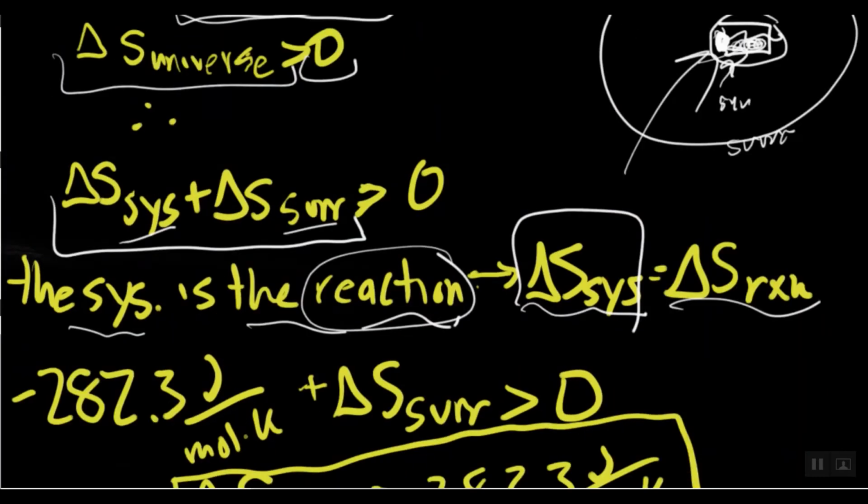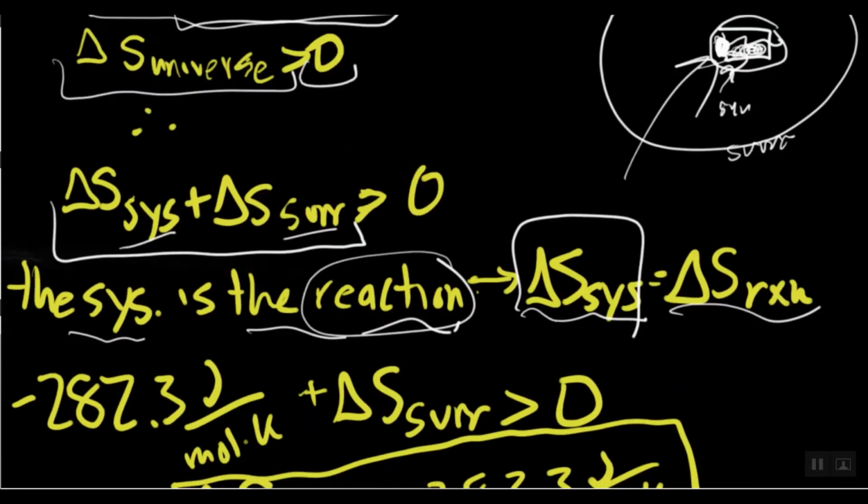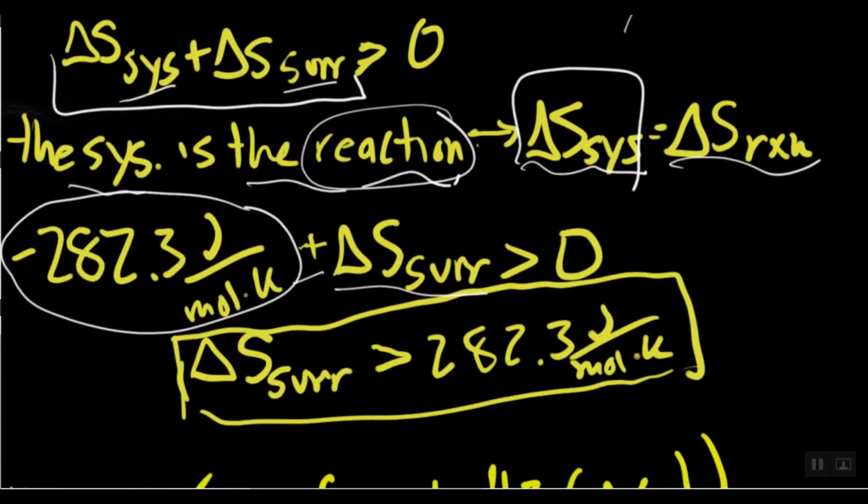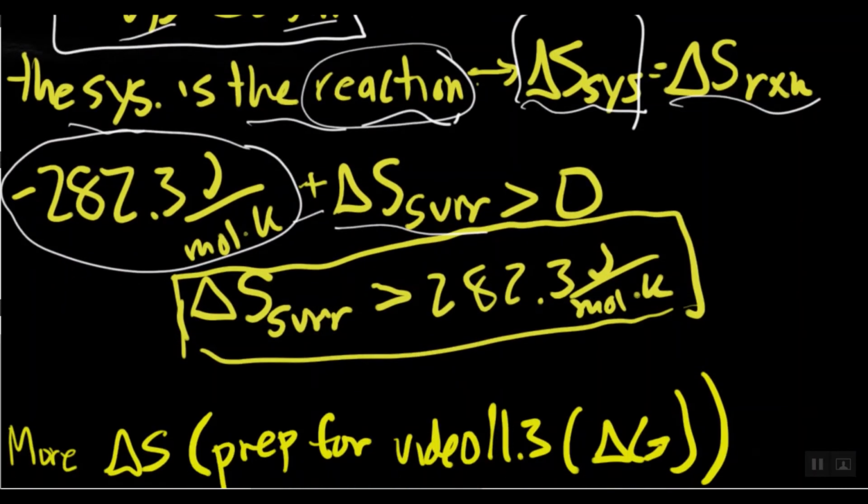So I substitute this negative 282.3 into the delta S of the system, add it to delta S surroundings, it has to be greater than 0, and adding 282.3 to both sides, we get that the delta S of surroundings needs to be greater than 282.3 joules per mole times Kelvin.